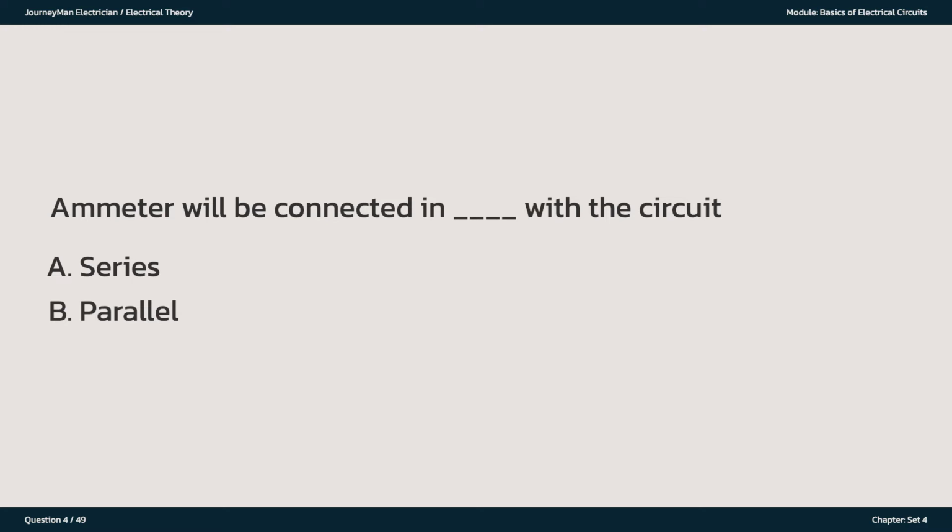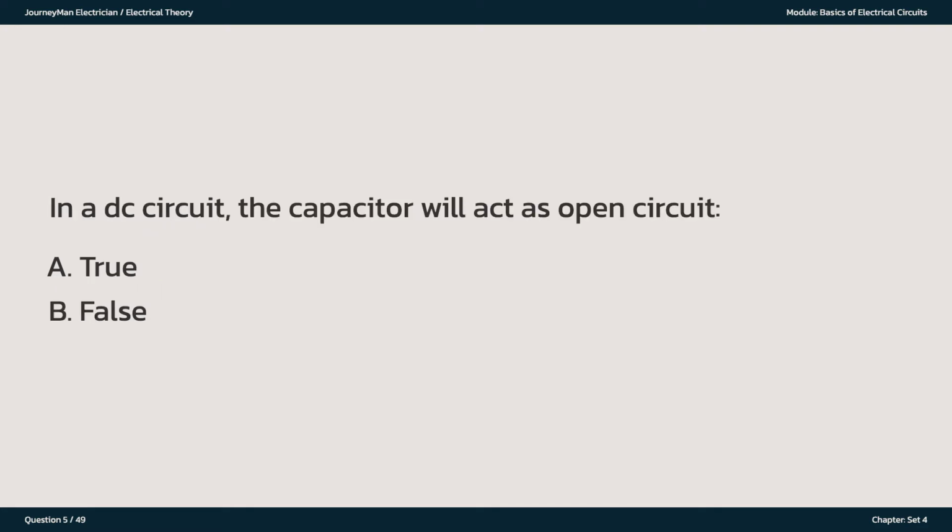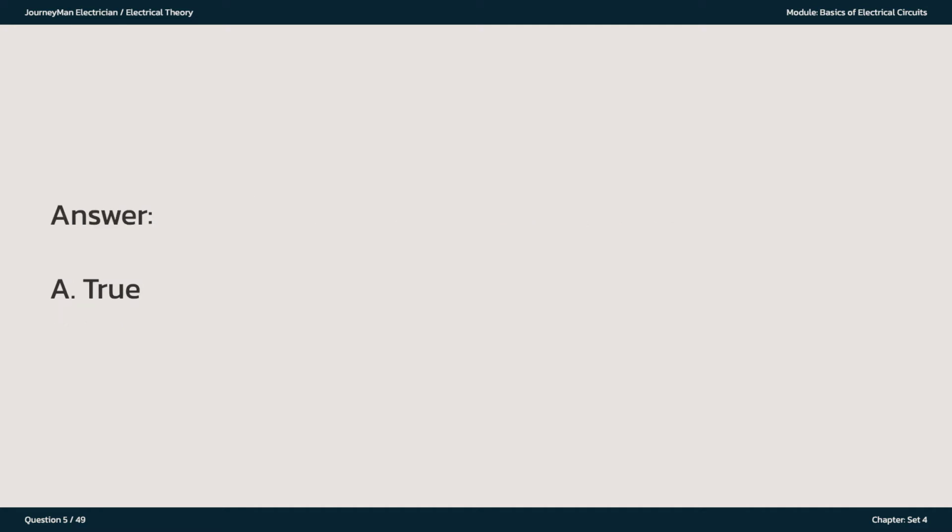An ammeter will be connected in dash with the circuit. A. Series, B. Parallel. The answer is A. Series. In a DC circuit, the capacitor will act as an open circuit. A. True, B. False. The answer is A. True.